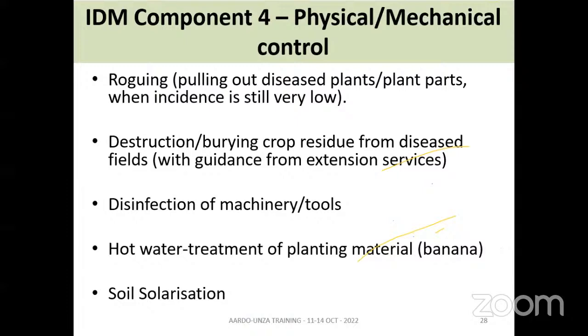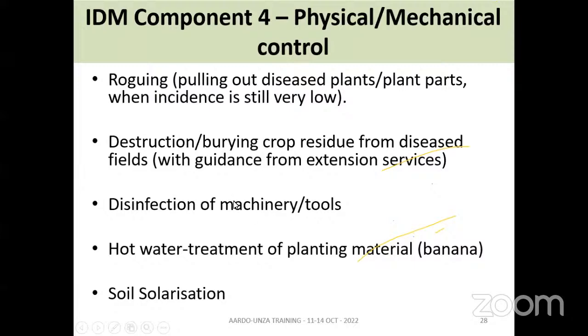Going further, physical, I think I have mentioned physical. We do know, for example, rogueing. If you go into your maize field or a rice field and you see there's only one plant showing that symptom, you know, this is the next thing you do. Before you think biological, before you think pesticides, I think you can just pull that one plant. Rogueing is a good example.